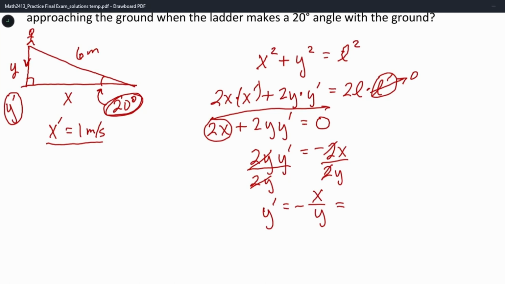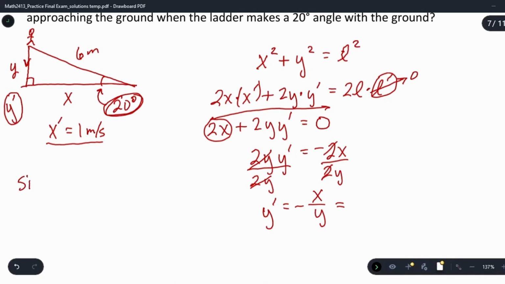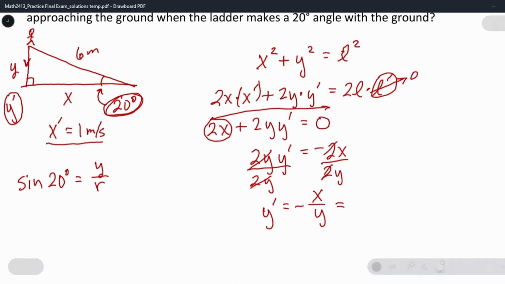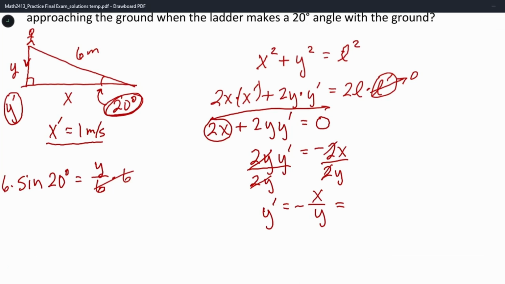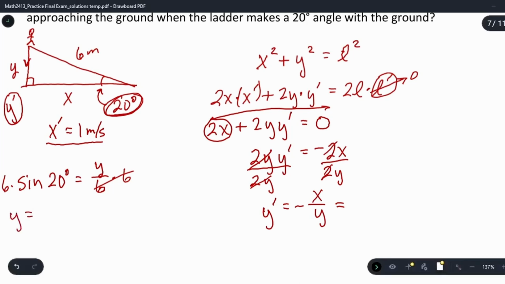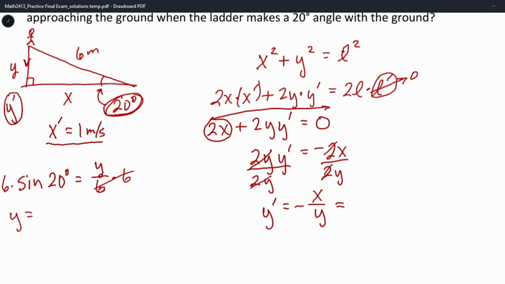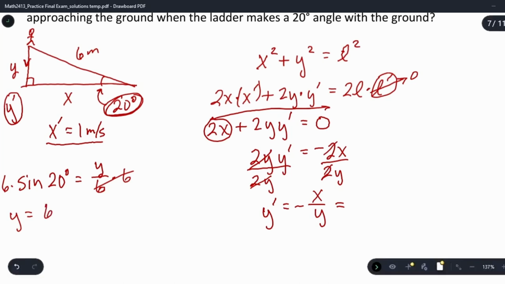So here we go. Using our trigonometric identities, we know that sine theta, here my theta is 20, sine theta is y over r. But my r is the length of the ladder. And so then what I can do is multiply both sides by 6, and I'll know the value of y. And so we can see that y is whatever 6 sine 20 is. I'm actually going to leave that 6 sine 20 to leave it exact.